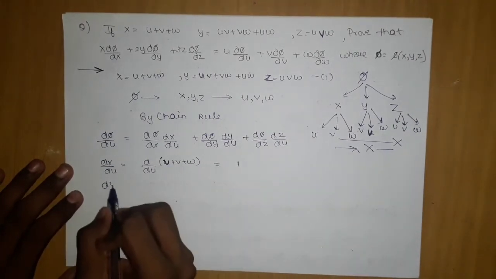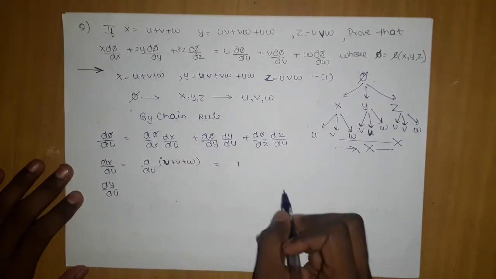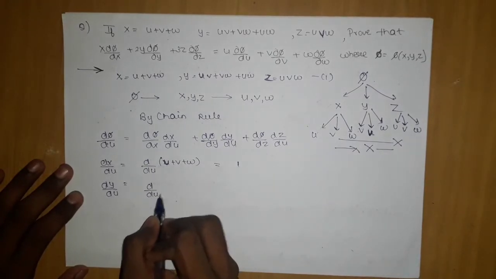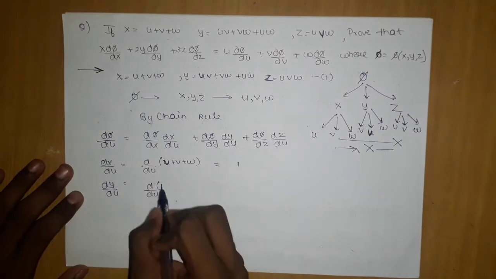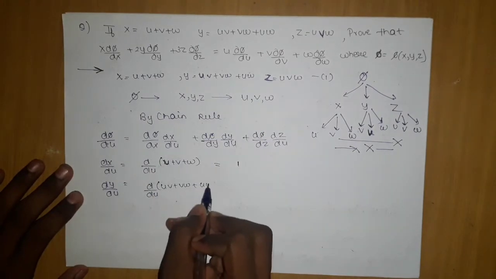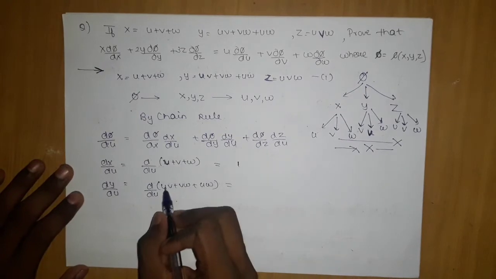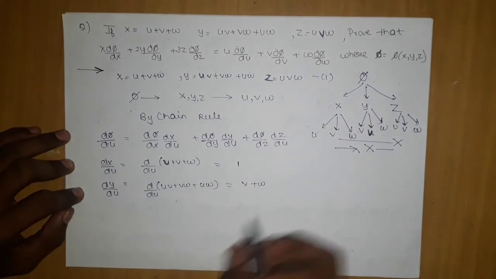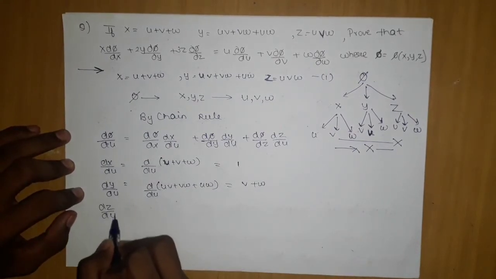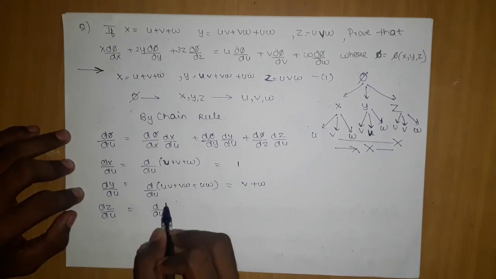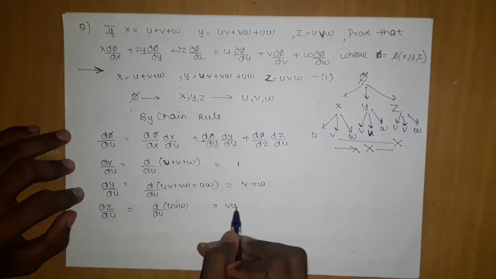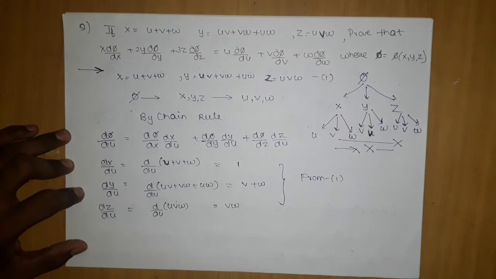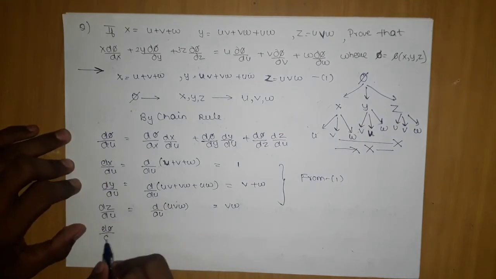Similarly, ∂y/∂u. You can mention all three at once by giving the reason as from 1. So ∂y/∂u, y is uv plus vw plus uw, right? If you differentiate, you know you are differentiating only with respect to u, so v plus w will be left. And the last, ∂z/∂u will be ∂/∂u of uvw, u will be eliminated, vw will be left. You can say from 1. That was the profit of labelling it 1. Now we got all these values, we can substitute here and get ∂φ/∂u.